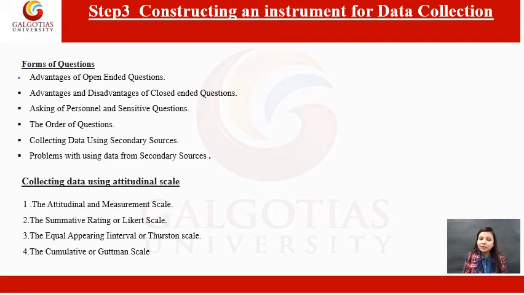So there is the summative rating or Likert scale, the equal-appearing interval scale, and the cumulative or Guttman scale. So in constructing an instrument for data collection, you have to decide the types of questions, the order of questions, and the advantages and disadvantages of those types of questions.